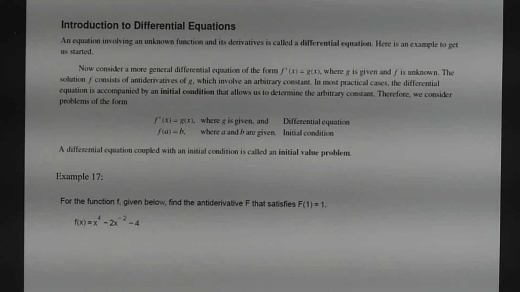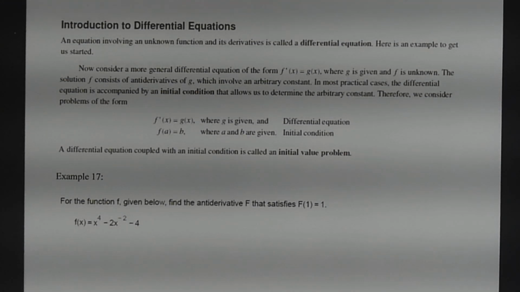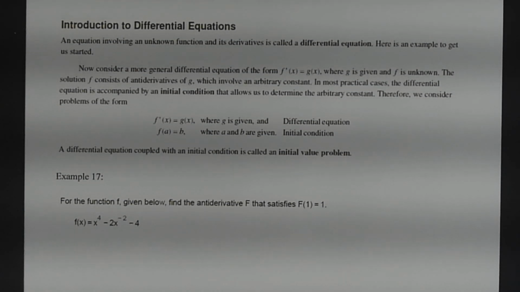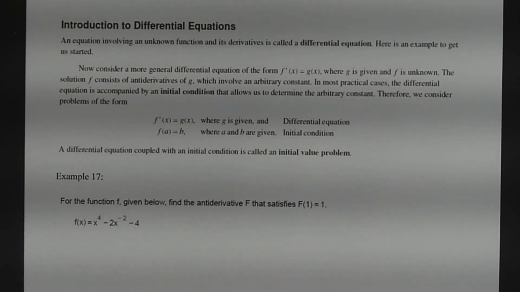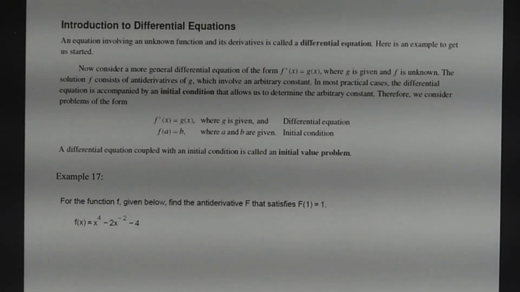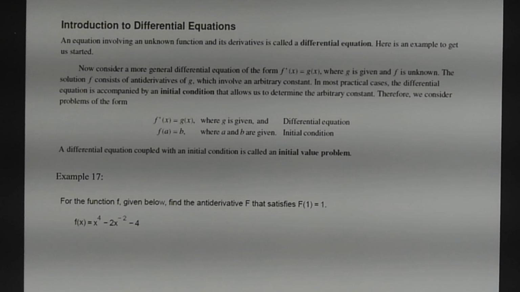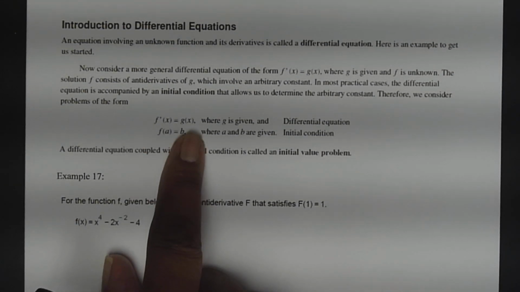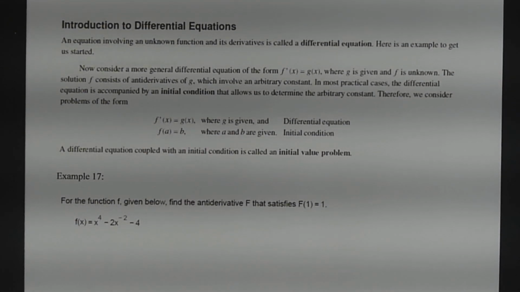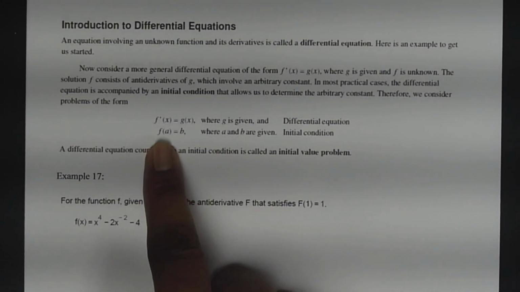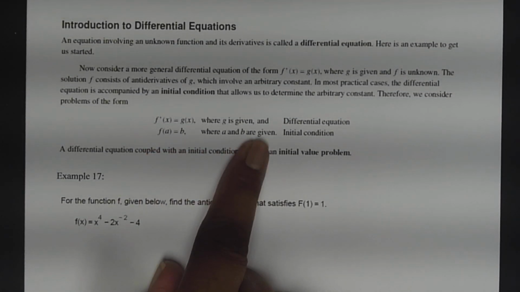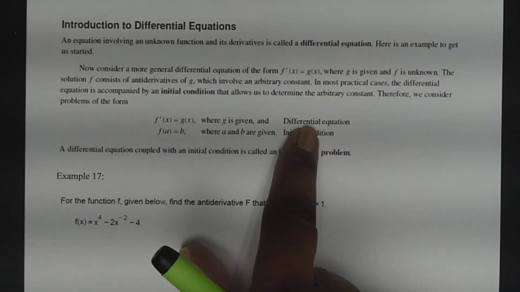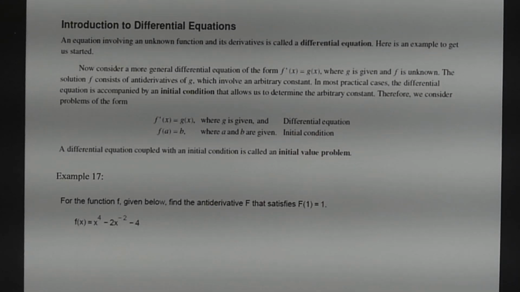The solution f consists of antiderivatives of g, which involve an arbitrary constant. In most practical cases, the differential equation is accompanied by an initial condition that allows us to determine that arbitrary constant. Therefore, we consider problems of this form: f prime of x equals g of x, where g of x is given, and f of a is equal to b, where a and b are given. So you have your differential equation and your initial condition.